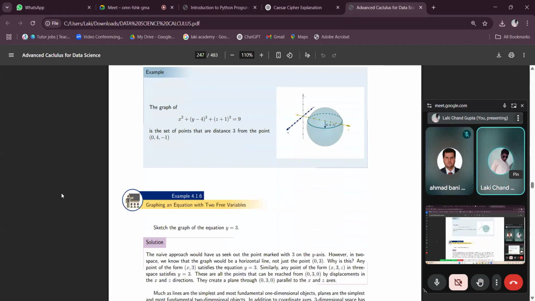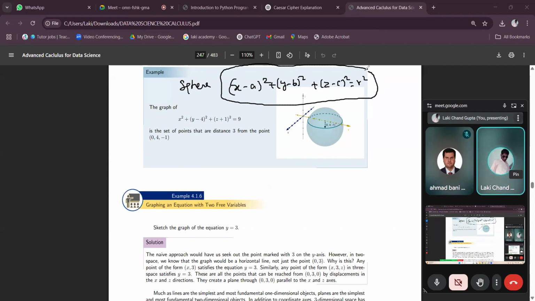Now we see the graph. This is the general formula of a sphere: (x minus a) whole square plus (y minus b) whole square plus (z minus c) whole square. What are a, b, c? They are the center of the sphere. So what is a sphere? A sphere is the solid form of a circle.